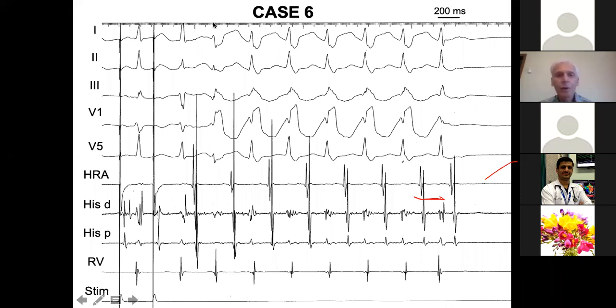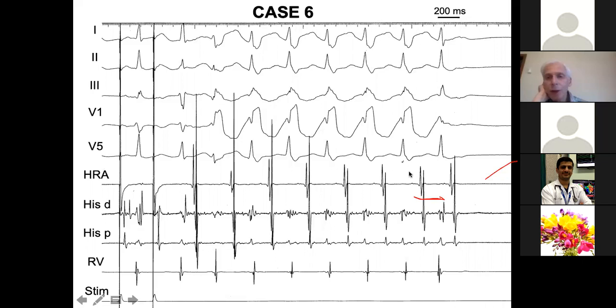Looks like 88% for a right free wall and one vote for anteroseptal. Okay, this is a fairly common mechanism of auto termination of ORT. You start out with a bundle branch block, and as soon as you lose the bundle branch block, the interval gets a lot shorter and blocks in the AV node. So this is consistent. It's your right bundle.